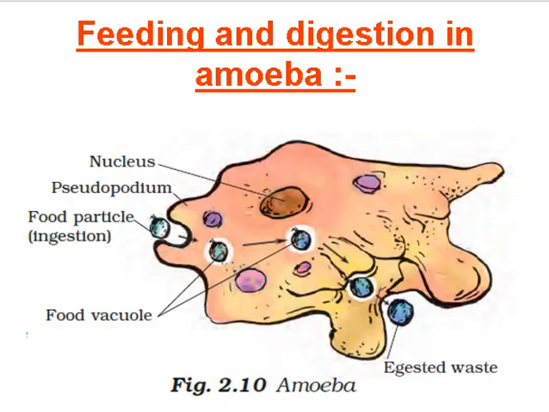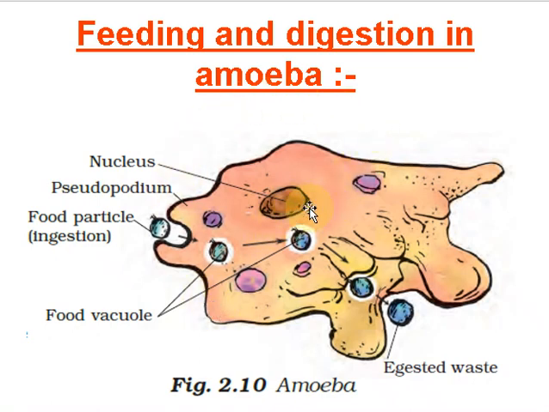Next is feeding and digestion in amoeba. So what is amoeba? Amoeba is a single-celled microorganism. It's an organism which has only one cell, and that one single cell completes all the functions like digestion, reproduction, respiration. All the functions are completed by this. So this is a whole organism but having only one single cell. So digestion is very simple in amoeba.